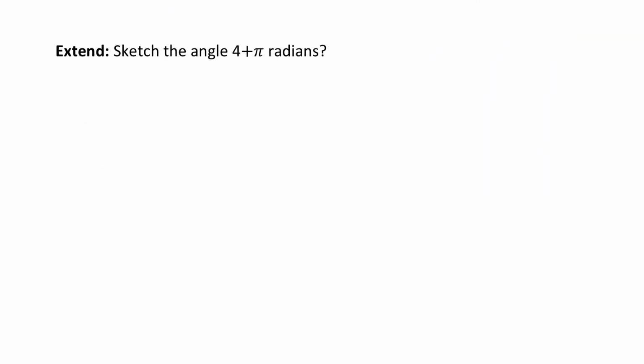So again, one last question for you to think about. How would you sketch the angle 4 plus pi radians? Go ahead and pause the video, give it a try, see what you come up with. All right, so hopefully you gave this one a try. What we definitely want to do is calculate a quick decimal version here. Again, pi is 3.14, so this is about 7.14, which means it's outside of the 0 to 2 pi. We have to subtract off a 2 pi if we want to have any chance of sketching this, because we need to know that principal angle.